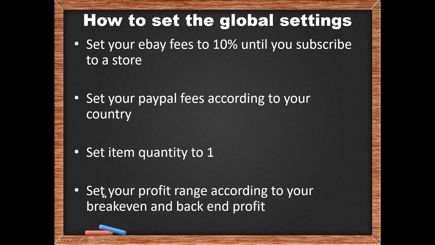And of course, lastly, we need to set your profit range according to your break-even and back-end profit. What do I mean here? You need to know your break-even. For example, my break-even is 9.15% for eBay fees plus 4.4% for PayPal fees, plus 30 cents, which is also part of the PayPal fees, plus another 30 cents because I use the managed account service, and this costs me 30 cents per order.